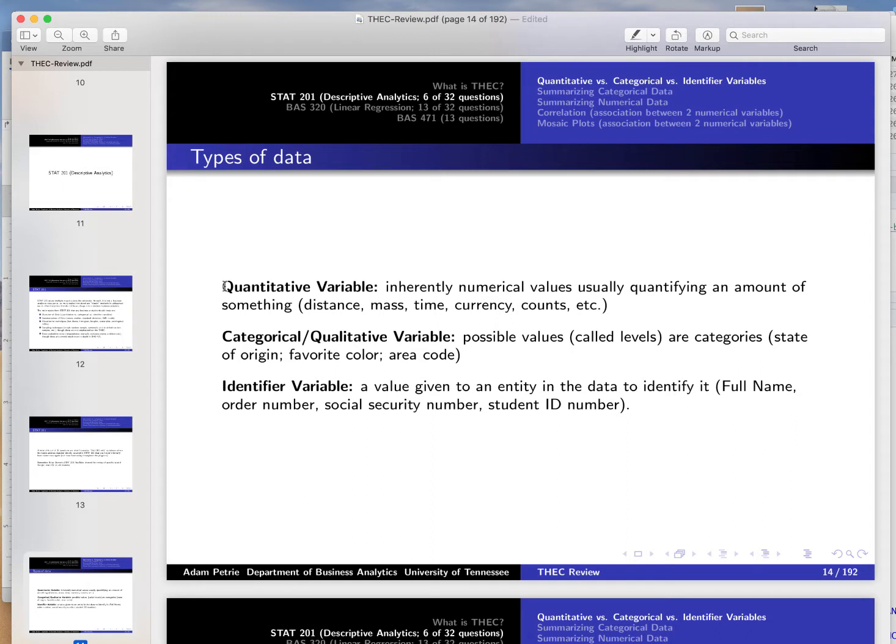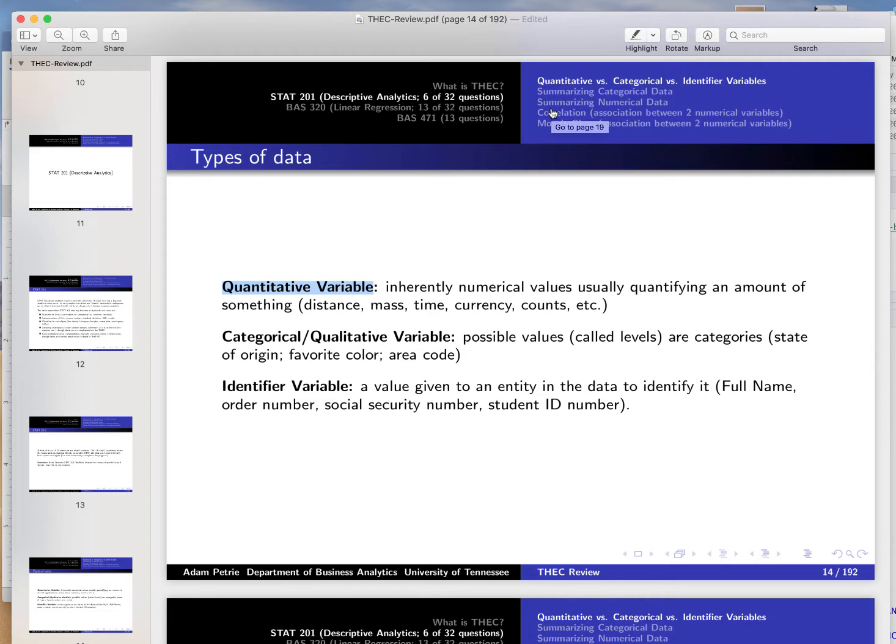The first type of data that we discuss is a quantitative variable, and a quantitative variable is a type of data that is inherently numerical. It's something that typically has units, and there's no real other way to measure it except with some sort of number. So something like height and weight, temperature, counts, quantity, things that you would measure with some sort of device or maybe count up with your fingers, those are the quantitative variables.